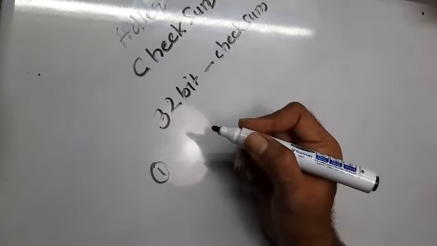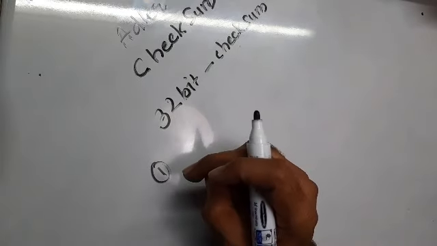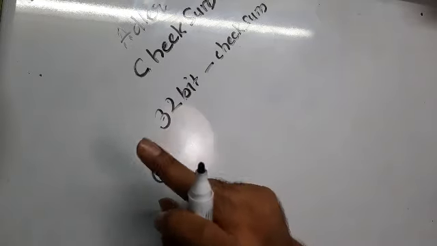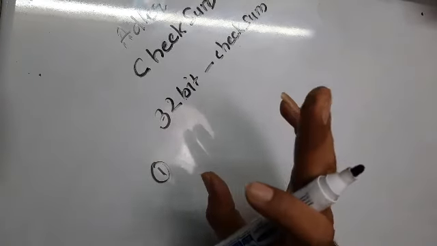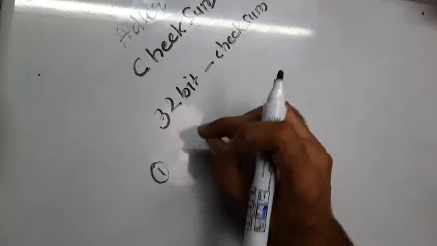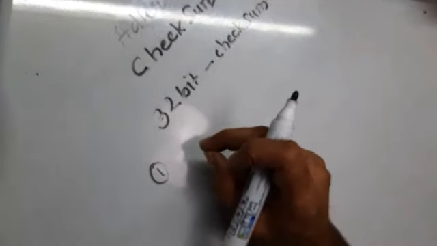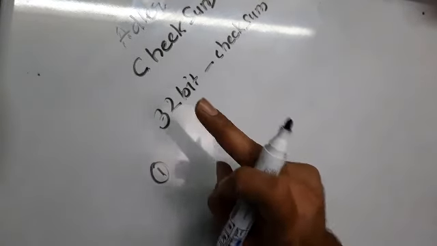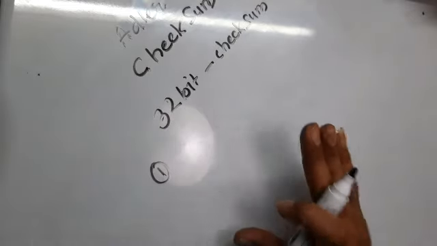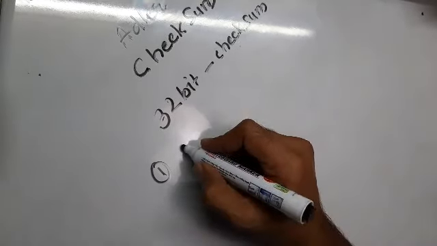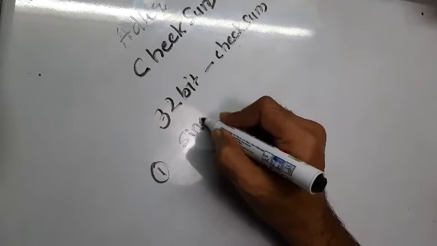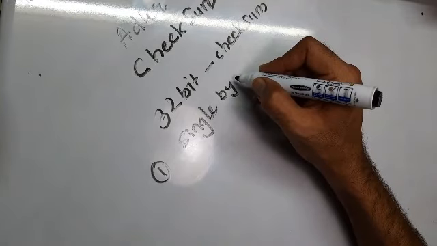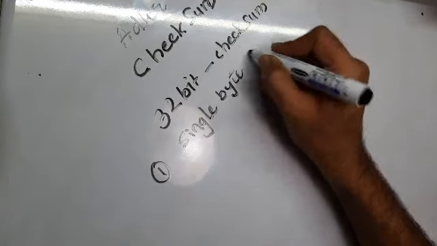The first one: here the calculation is done on single bytes instead of 2 bytes at a time. I hope it is clear. So you are talking of byte by byte calculation, performing a calculation on a single byte, not on 2 bytes like Fletcher checksum.